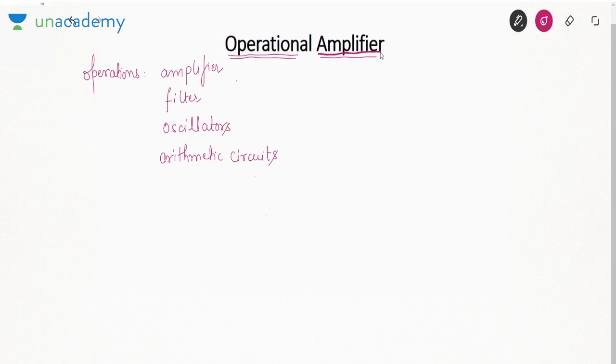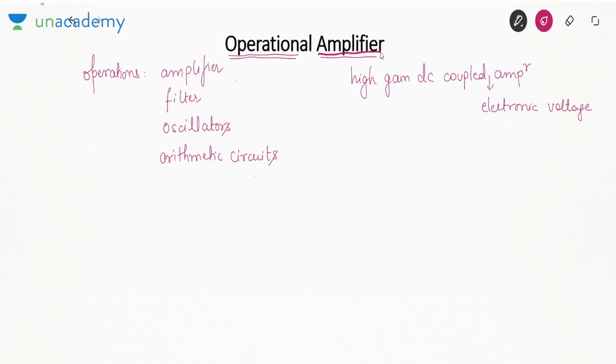Now the standard definition of op-amp is it is a high gain DC coupled amplifier. Okay, it is a high gain DC coupled, or you can say electronic voltage amplifier, because it cannot be used to act as a current amplifier. It will always be a voltage amplifier.